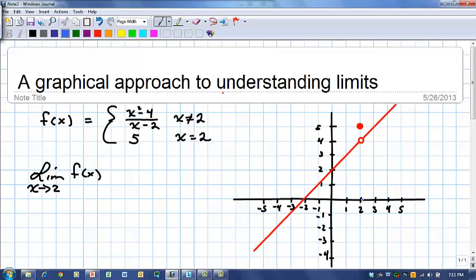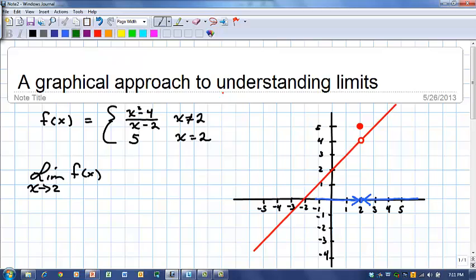So we're actually going to be approaching the x value 2, because we're taking the limit as x approaches 2. So we're going to look at the limit as x approaches 2 from both sides of 2, from values that are less than 2, and then we're going to look at this from values that are greater than 2.